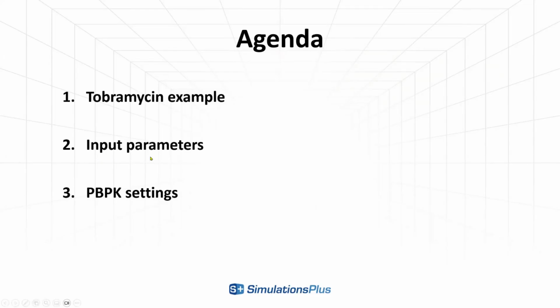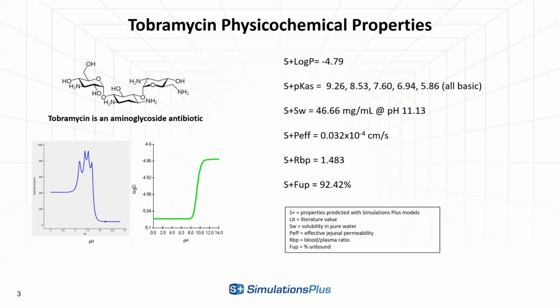I will take you through input parameters and then we will go to PBPK settings. Tobramycin is a highly hydrophilic compound with log P around -5, highly basic with 5 pKa's starting from around 6 and ending around 9. Very soluble and very poorly permeable. You can see that the permeability is very low.